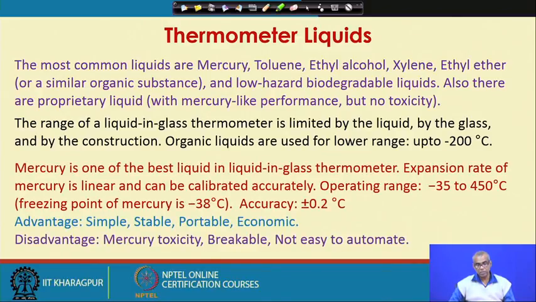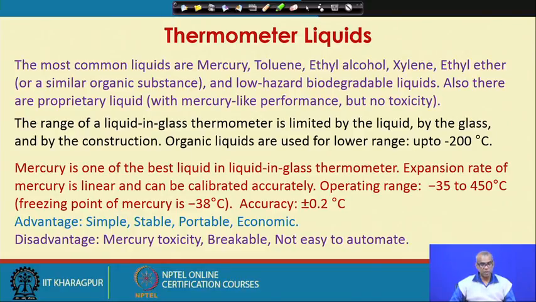Mercury is one of the best liquids in glass thermometers. Expansion rate of mercury is linear and can be calibrated accurately. Operating range for mercury in glass thermometer is minus 35 to 450 degrees Celsius. Note that freezing point of mercury is minus 38 degrees Celsius. So, the lower limit is limited by the freezing point of the mercury. The accuracy of a mercury in glass thermometer is plus minus 0.2 degrees Celsius.